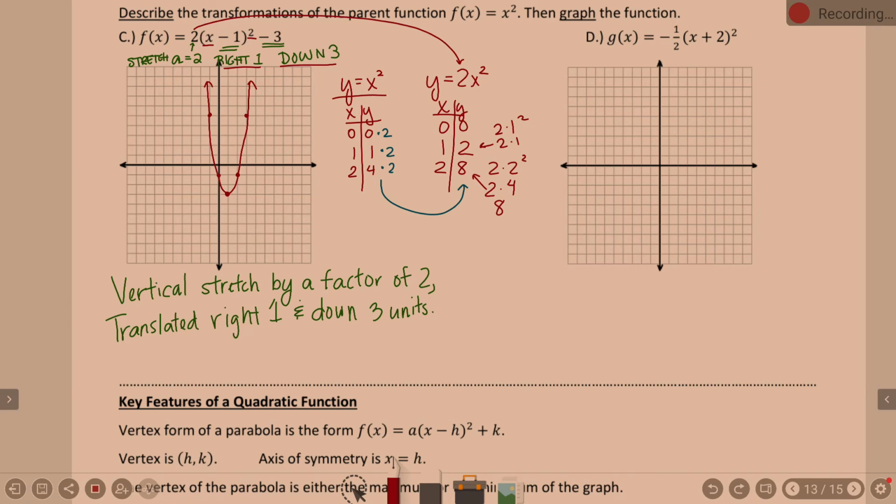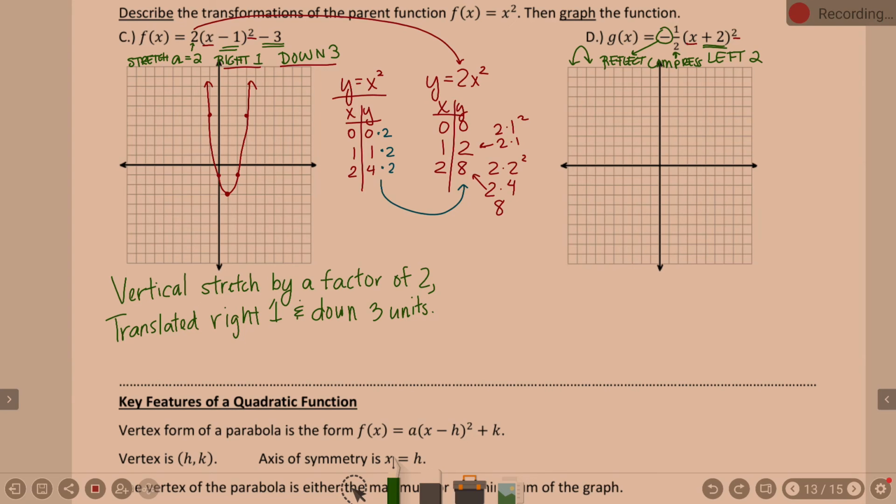Okay, guys, what about D? Is it a quadratic? Yes. Yeah, I see x squared. What transformations are being done? A vertical compression by a factor of 1/2. And what else? What's that negative? That negative says we're going to reflect. This parabola is going to be upside down, isn't it?